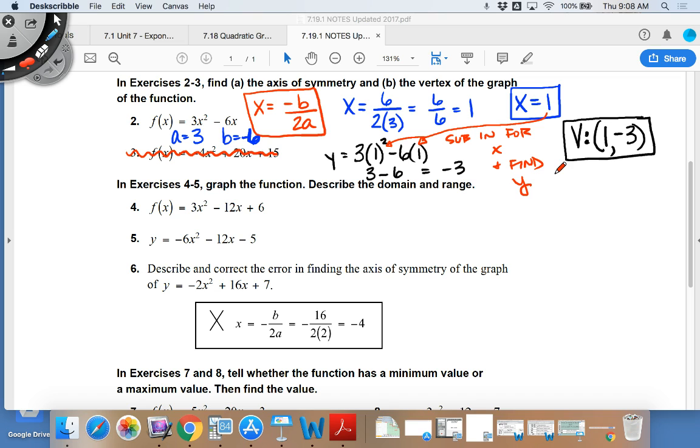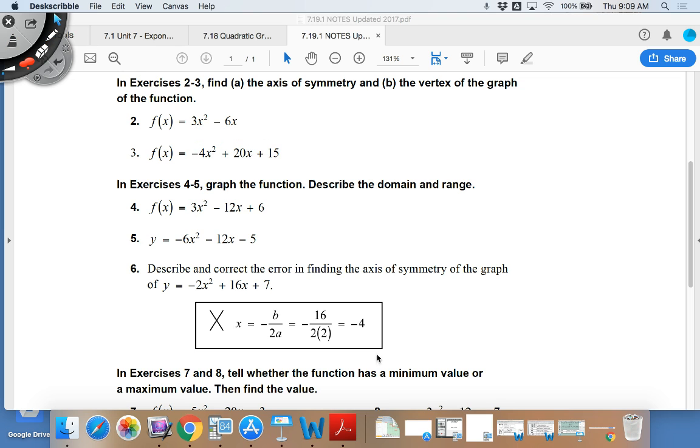Okay, so number 4 and 5, we're only going to do number 4. It says graph the function, describe the domain and range. We're actually going to use our graphing calculator for a second just to see it a little bit faster. But before we do, what can I already tell by looking at my a value? It's going to be thin, right? It's going to be thin because 3 is greater than 1, so it's going to be stretched. It's going to be super thin, and it's going to be pointing upwards because it's a positive number, okay?